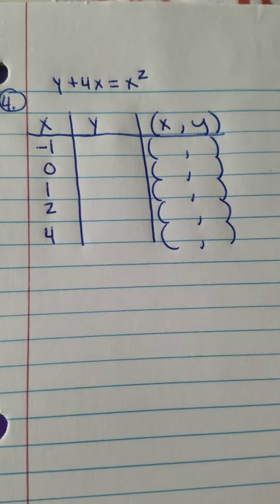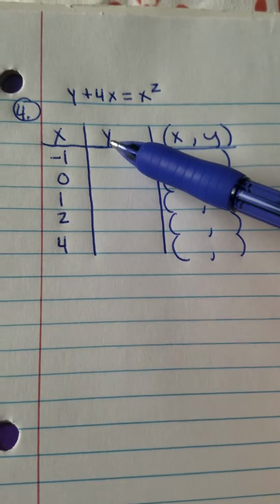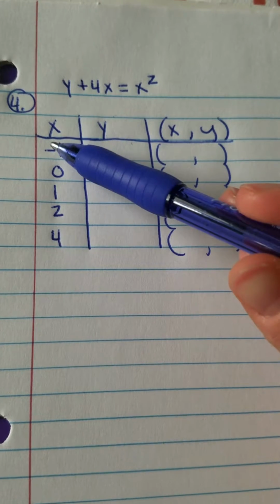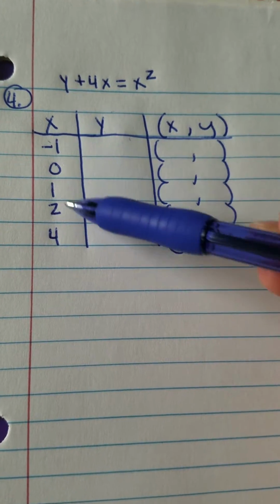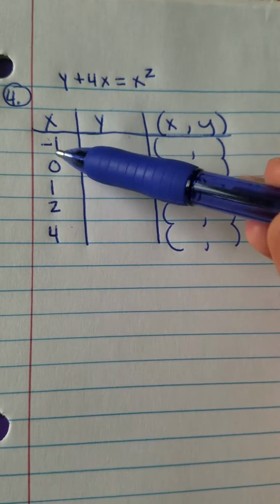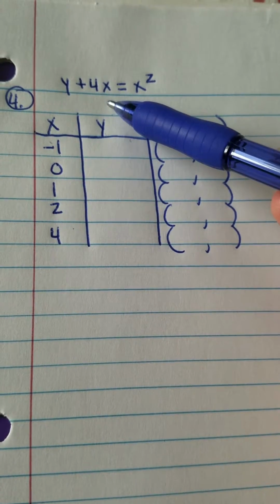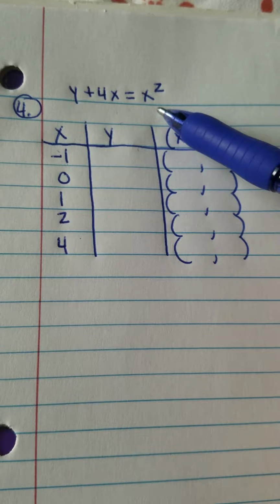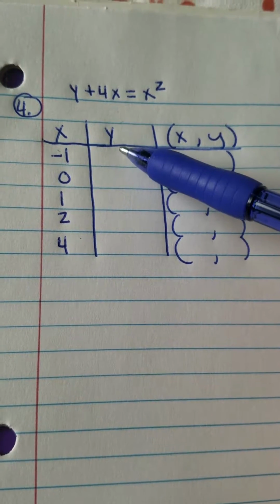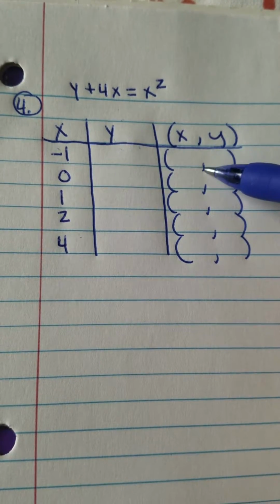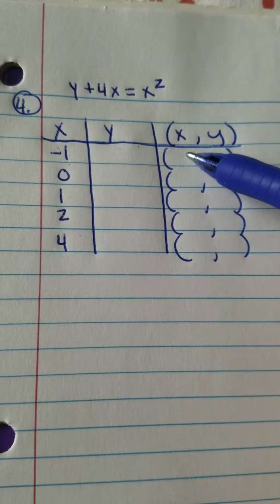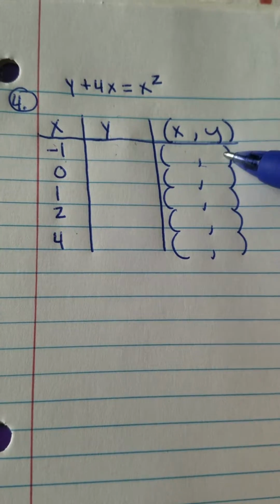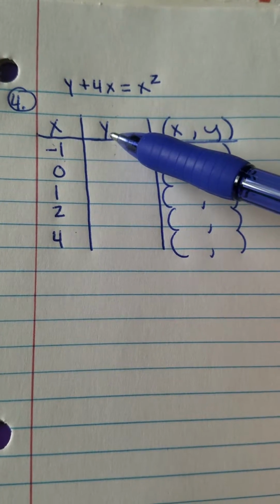This is, you want to solve for y, and it gives you your x value. So what you're going to do is, for these x's, you just plug an x into this equation right here to solve for this y. And then you plug this x into this x, and this y into this y. So let's solve for y.